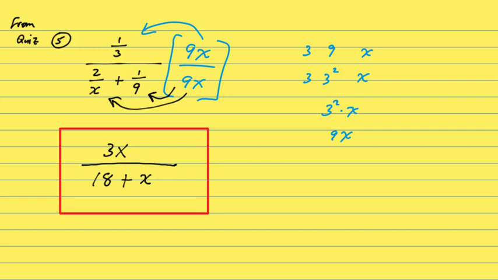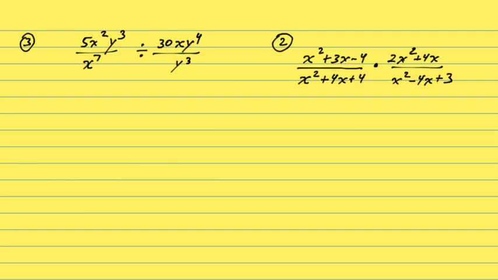Okay, some more from the quiz. I think I was asked 3. I gave the option of simplifying first or simplifying at the end. I was told to do the problem and simplify at the end. So you're going to stay, change, flip. So I'm flipping this over.